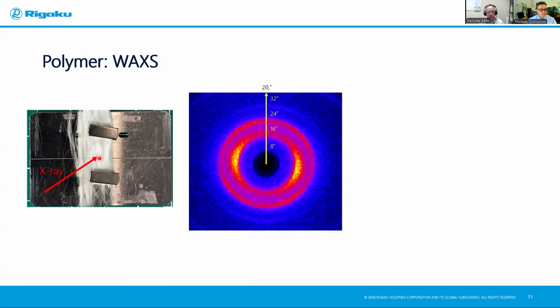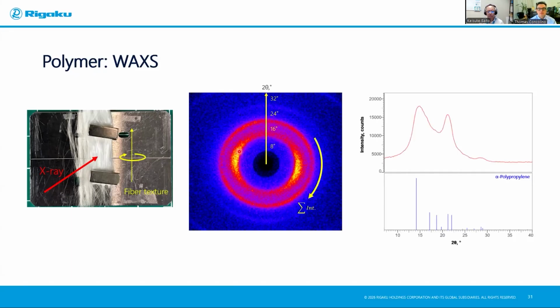This is the 2D WAXS profile. As you see, the intensity distribution is not uniform. It's concentrated in the horizontal direction, which suggests this fiber sample has a so-called fiber texture. Then if you integrate the scattered intensity along the Debye ring, you get this kind of XRD profile. If you have an XRD database, you can determine the phase. In this case, we found the crystal in this example is polypropylene. So this is how you could determine your crystal phase.